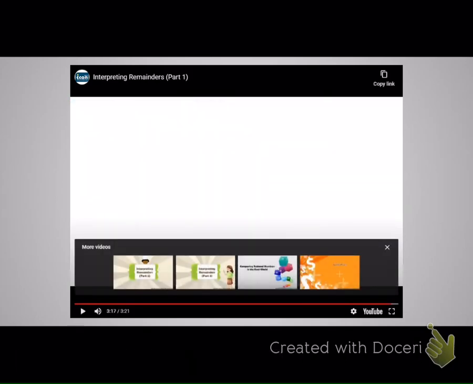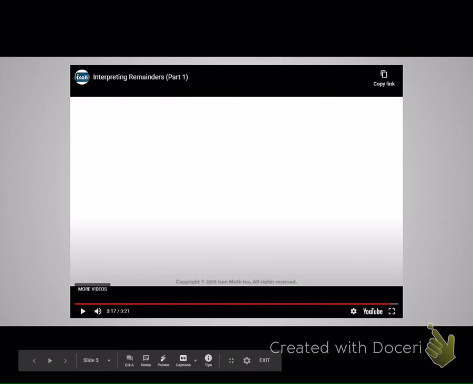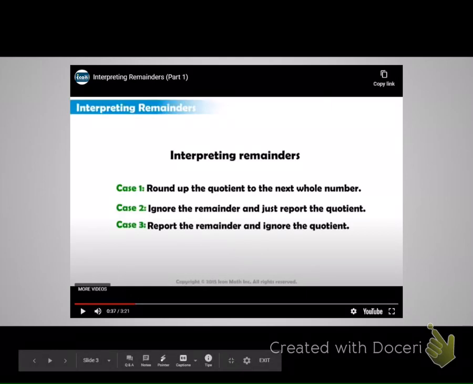Okay, I would like you guys to go back in your notes. I would like to put down in your notes, if you would please, interpreting the remainder. So 3 different scenarios of interpreting a remainder. And go ahead and write this in your notes so you have it to reference when you're working on your homework tonight.